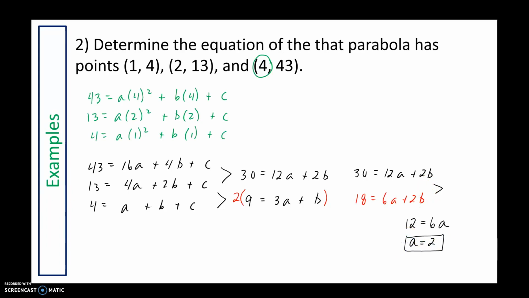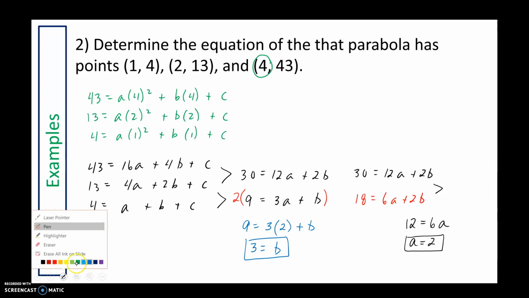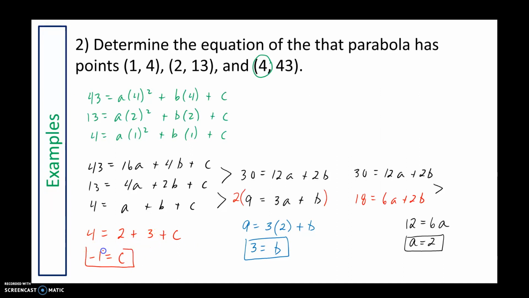That's my first coefficient. Now I come back to my middle set of equations. Doesn't matter which one I plug into. I'll pick the bottom one. 9 is equal to 3a plus b. 3 times 2 is 6. So when I subtract that from both sides, I get 3 is equal to b. And then my last one, 4 is equal to a plus b plus c. 2 plus 3 is 5. So when I subtract 5 from both sides, I get c is equal to -1.